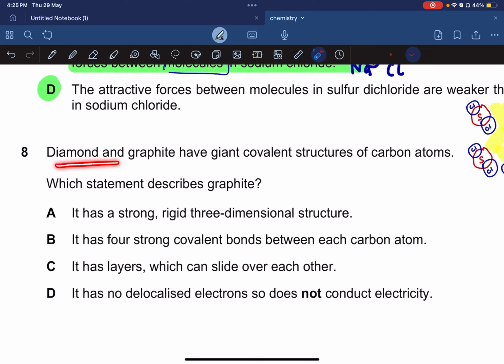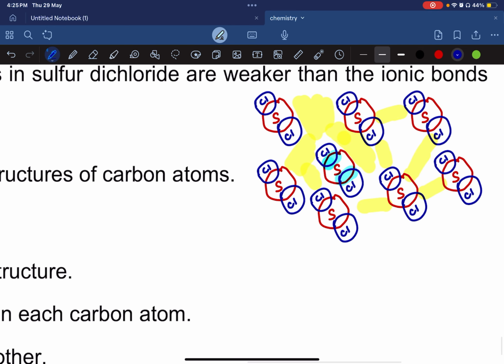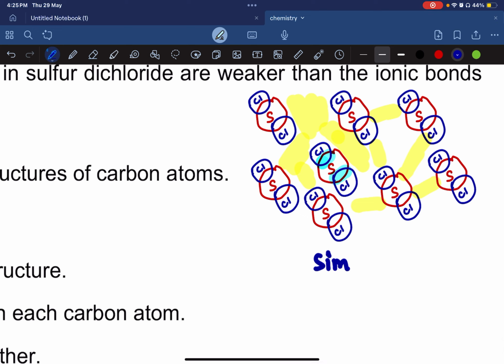Diamond and graphite have giant covalent structures of carbon atoms. Now you might think one thing that I just told you, that when we are dealing with simple molecular substances, what we break is not the covalent bonds, what we break is the intermolecular forces of attraction.